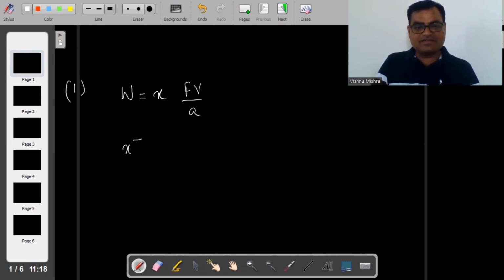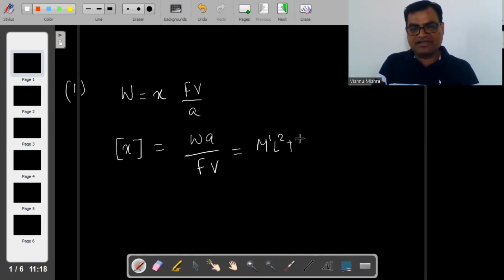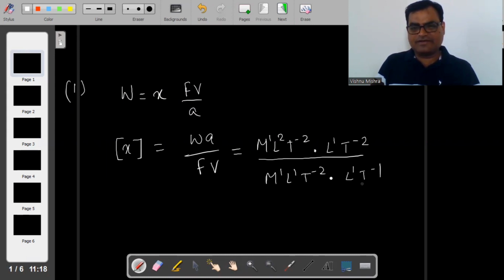Now what is the dimension of x? You see, x is equal to W a by f b. W is M1 L2 T minus 2. Acceleration is meter per second square, that is L1 T minus 2. Now force is M1 L1 T minus 2. b is the velocity, L1 T minus 1.